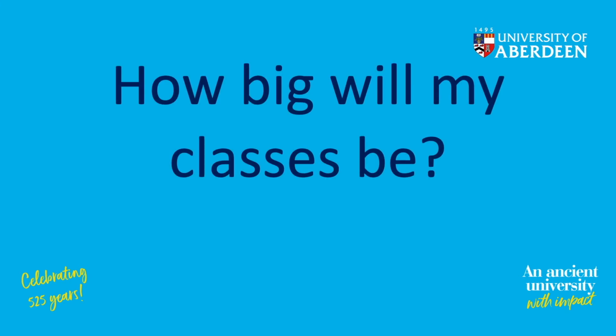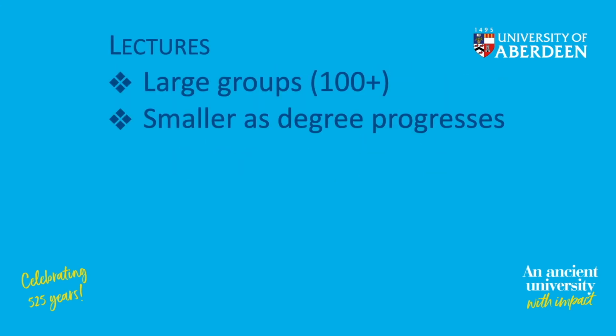Another question that's often asked at open days is, what are the classes like? How big are the classes? This varies. So in first and second year, the lecture classes can be quite large. There may be more than 100 students in the lecture theatre. This tends to get smaller as the degree progresses. So in second year, and then particularly in levels 3 and 4, when we move much more to smaller seminar discussions, you move away from those large groups.